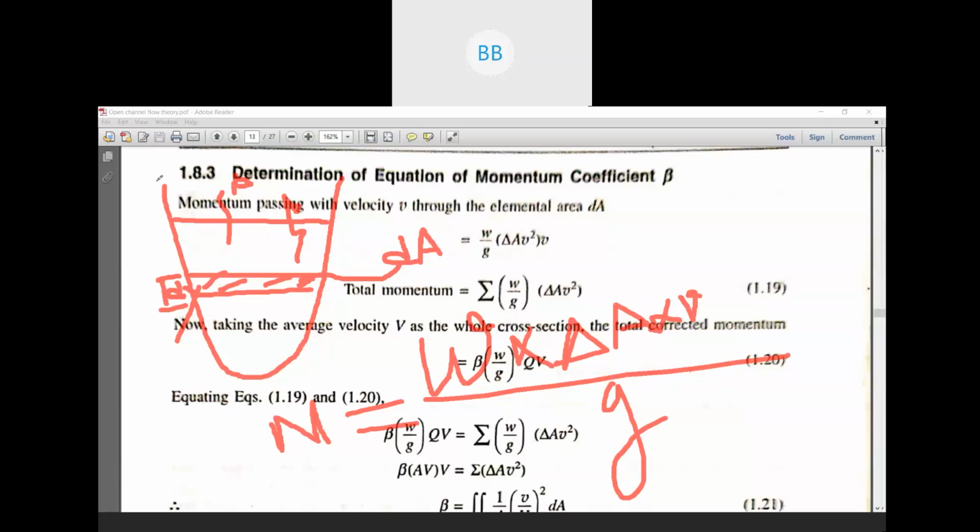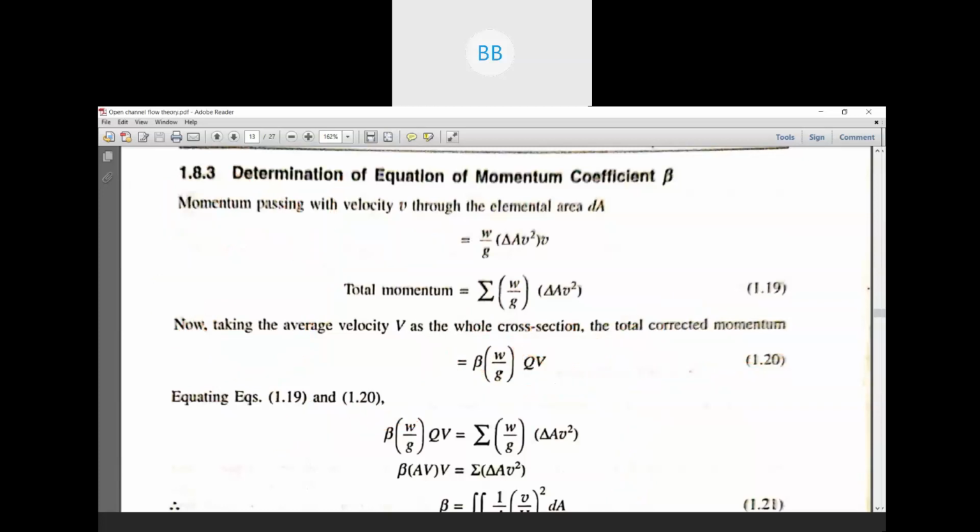Here there is some error. This square will not be there, so don't get confused, it will be del A into V. Then this mass multiplied by velocity gives you momentum, so it will become V square. For the total momentum of the whole cross sectional area, we will again take summation or integration, whose limit will be from 0 to y naught.